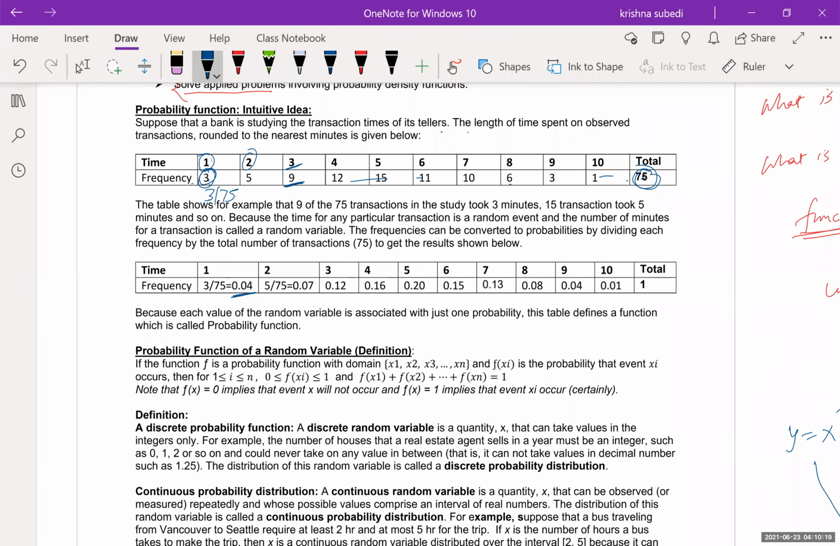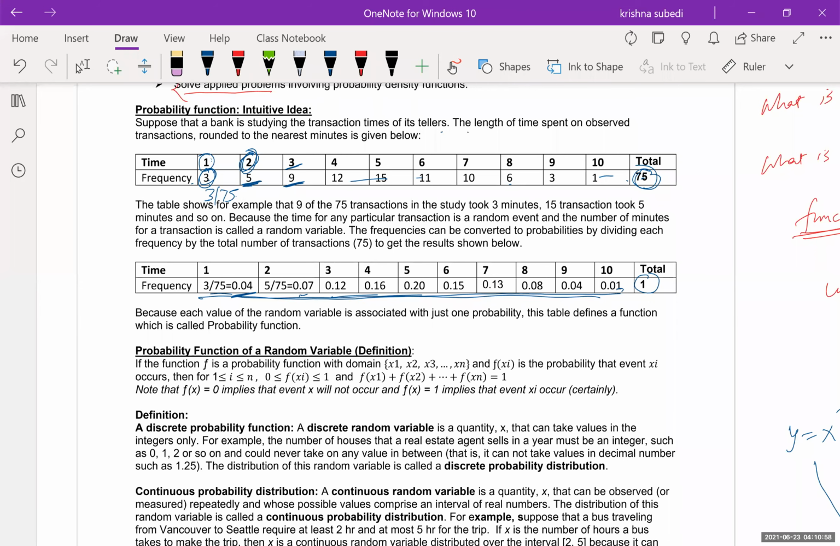In the same way, if you want to find the probability of the transaction that took 2 minutes, what is the probability of selecting a transaction that took 2 minutes? So that means there are 5 transactions that took 2 minutes. So 5 out of 75. So you're going to get 0.07 and so on. Okay, we have all of these. Now the total, if you add all of them, you're going to get 1. Therefore, the total probability, if you add them all, is 1.